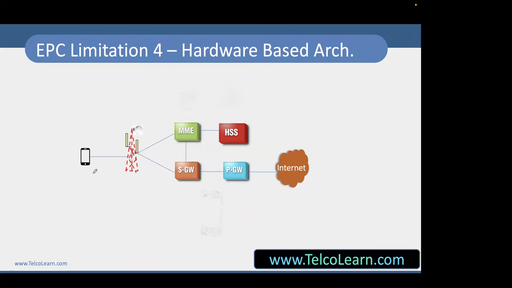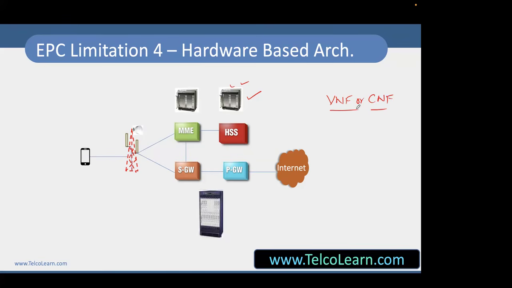And last but not least, all the architectures till 4G were hardware-based, where we have purpose-built hardware with integrated monolithic software, and that's how it looks. So it was a very strict, very stagnant kind of network architecture, and we wanted more flexibility, where we got into VNF or CNF kind of architecture. So what is VNF? Virtualized network function, and CNF, which is cloud native network function or containerized network function. So this is the kind of architecture we are moving to from 4G to the 5G network.